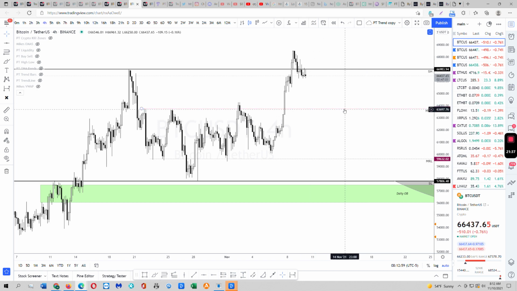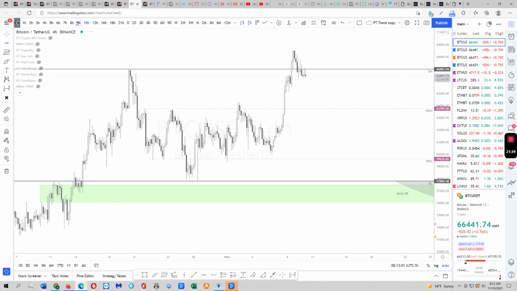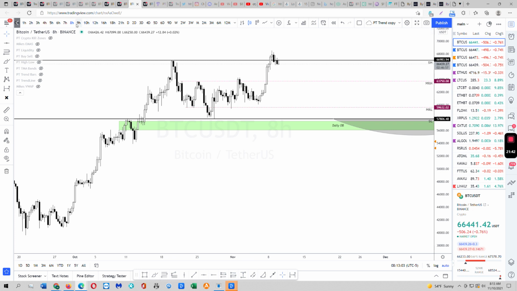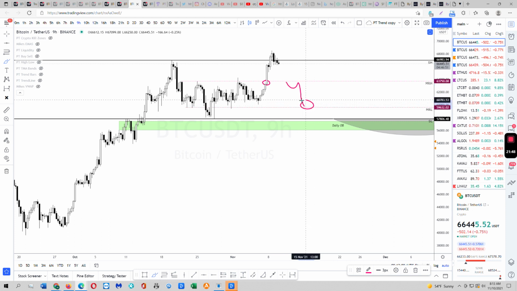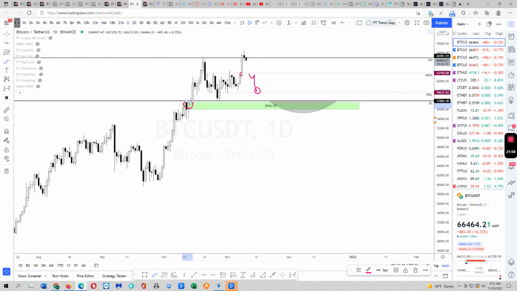If you lose it and you go back into this old range, this is the old range over here, this 63, then you obviously want to target the low, which is going to be $59,000. And then once you lose that, your daily order block is going to kick in, which is between $56,000 and $58,000. It makes sense, right? Daily order block, if you lose and come back into the range.